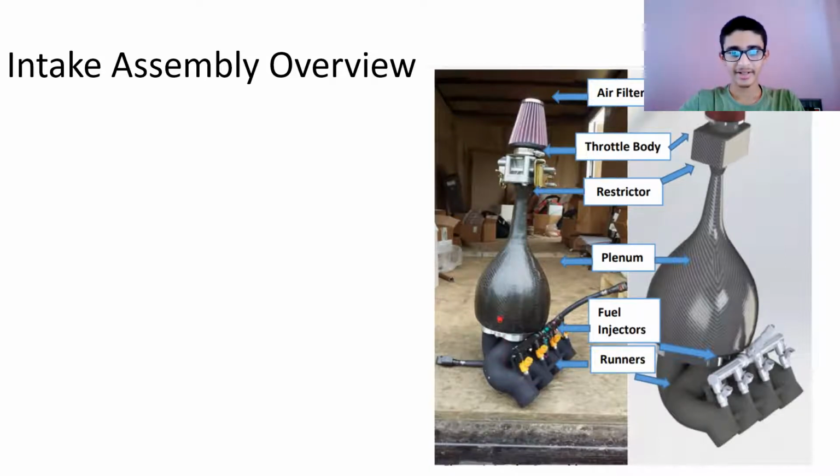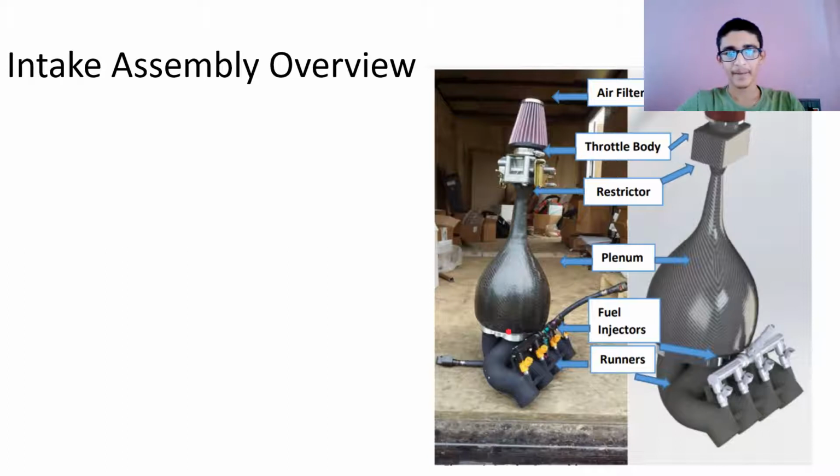The runners are connected from the plenum, or they can be directly connected to the restrictor end, and the individual end of the runners goes to the intake side or the intake valve of the cylinder, of the combustion chamber. Over here we can see that there are four ends of the runner, or four runners. That means this intake assembly is for a four-cylinder engine, and generally we'll have in FSAE vehicles a single cylinder engine that is generally from a motorcycle.